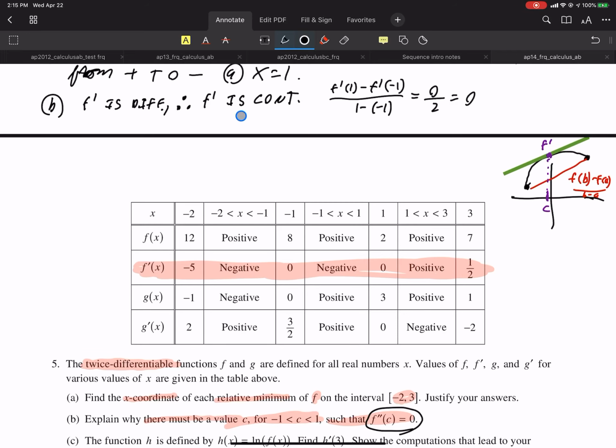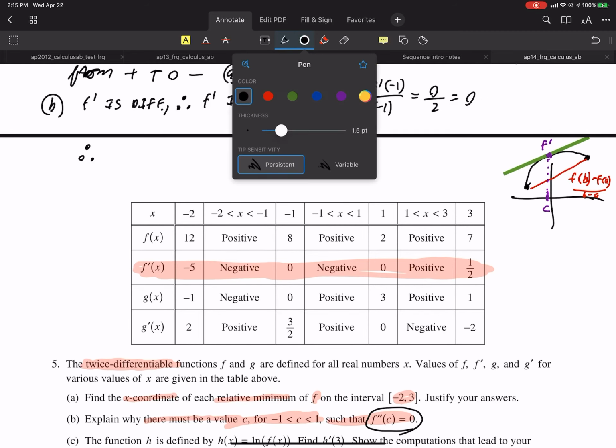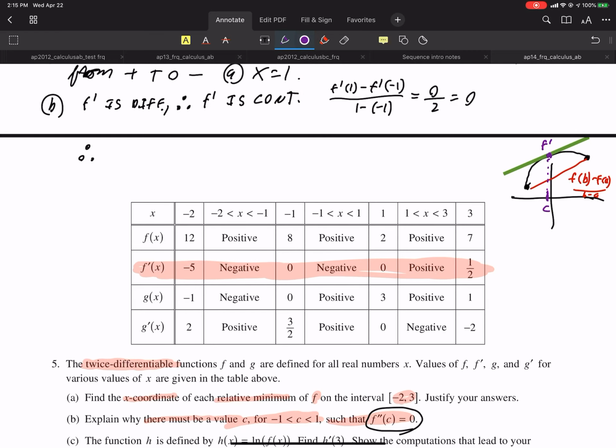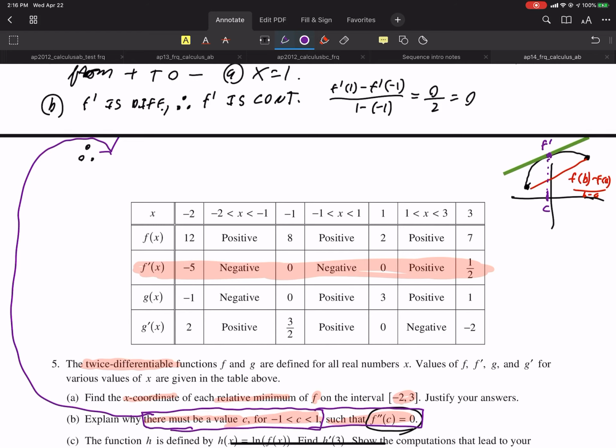We have differentiability. We have continuity. We have the average rate of change of 0. Therefore, and this is the beautiful part, you will copy all of this right there, because they want you to prove that statement. Well, that's your conclusion. There must be a value of C in the interval between -1 and 1 such that the second derivative is 0. That would be the end of part B.